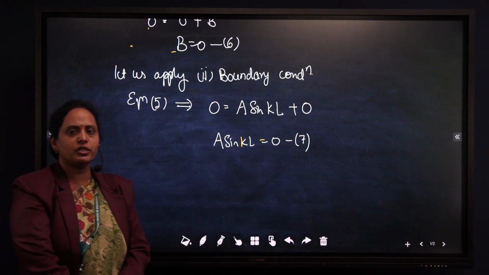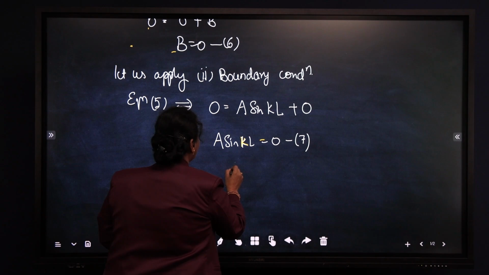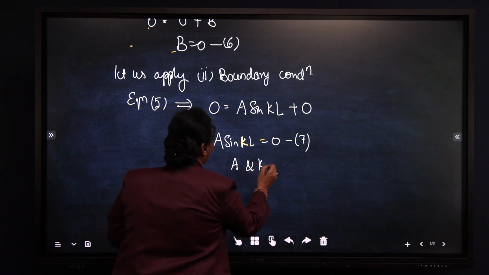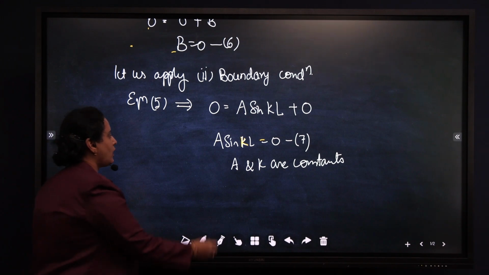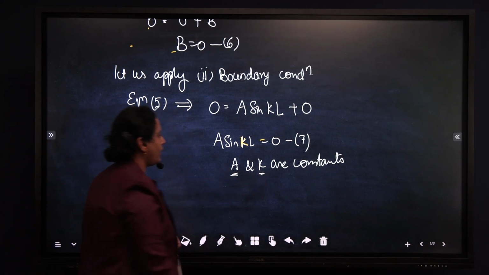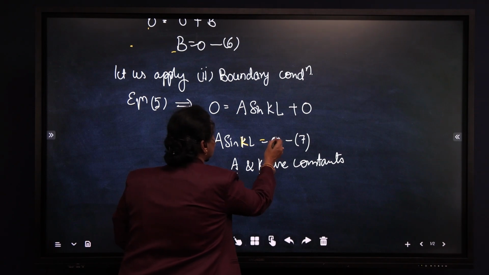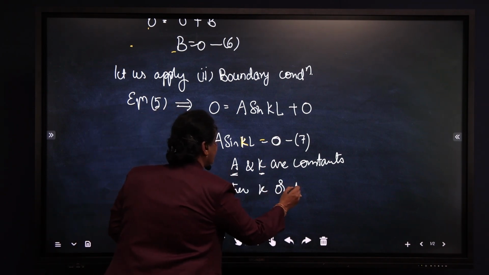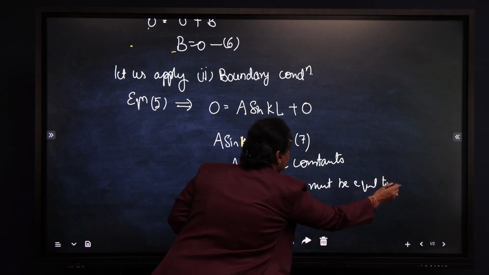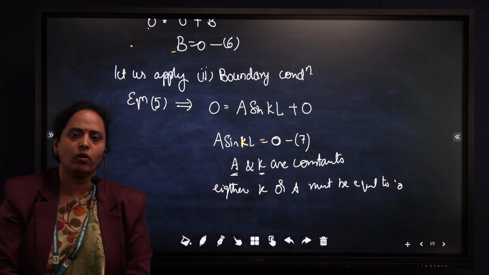In this equation 7, both a and k are constants. Both are unknown constants. We don't know the value of a and k. To satisfy this equation 7, either k or a must be equal to 0.